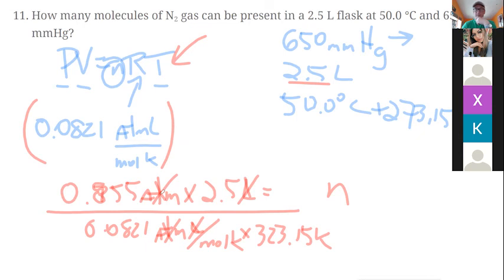I've got K, and then I'm dividing by K, so I can get rid of K. So the only thing I have left is I'm dividing by 1 over moles. So if I'm dividing by 1 over moles, what's that equal to? 1 divided by 1 over moles, what is that? Moles. It's moles, right.